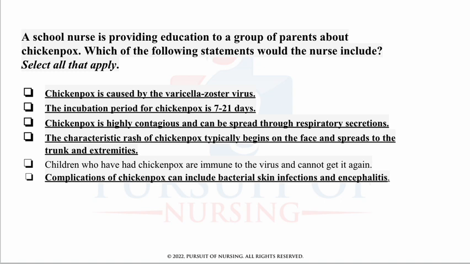While most people who have had chickenpox are immune to the virus, immunity may wane over time, and a person can then develop shingles, which is a painful rash caused by the reactivation of the virus. Complications of chickenpox can include bacterial skin infections or encephalitis, as well as pneumonia and death, particularly in immunocompromised patients. So vaccination is always going to be the most effective way to prevent chickenpox.